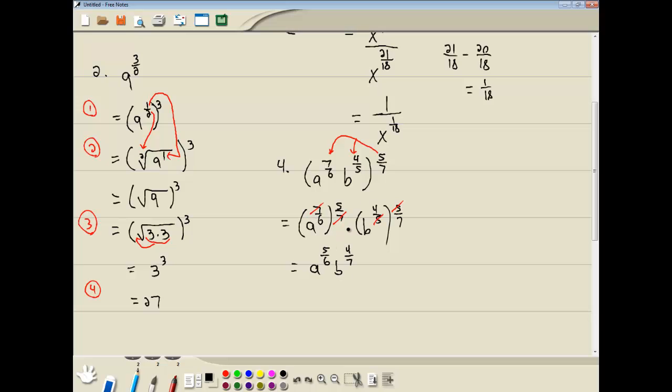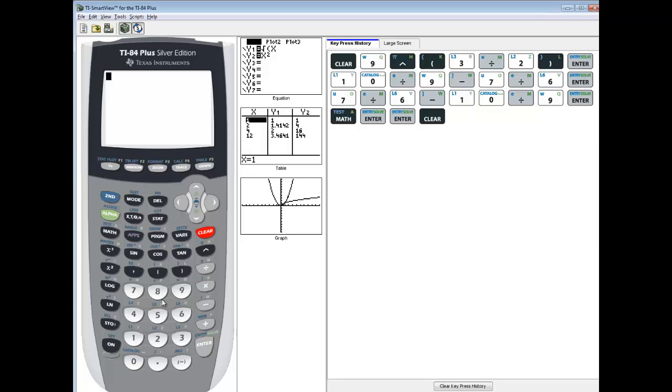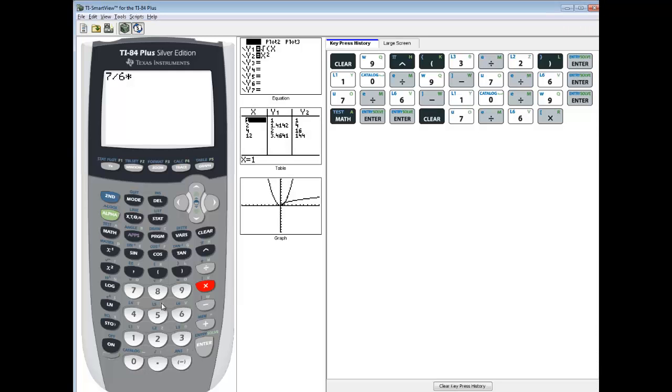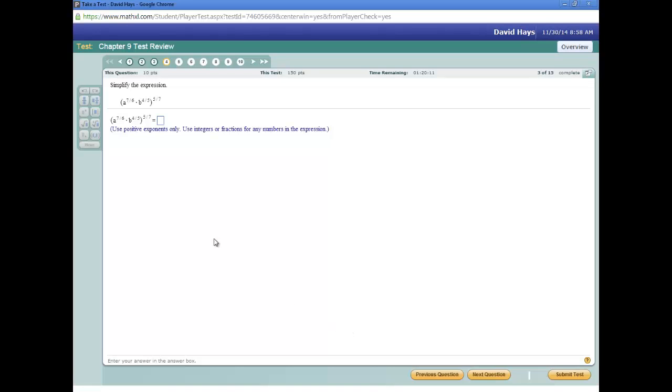Let's say you stink at fractions, and at 7/6 times 5/7, you want to do it on your calculator. Well, 7 divided by 6 times 5 divided by 7. Enter, and then you get a decimal, you do math, enter. And that gives us our 5/6 right here. Okay, so a to the 5/6.